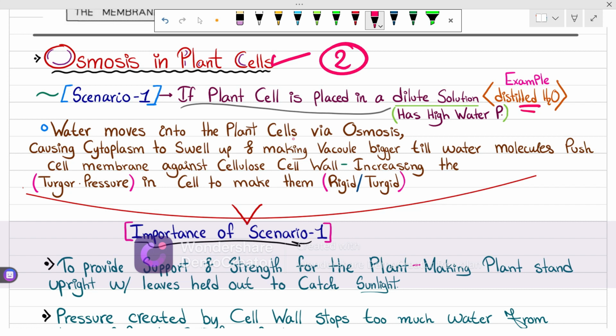So what's happening is you have a plant cell and you place it in distilled water, a dilute solution with high water potential. Now the solution you put it in has high water potential. If the solution has high water potential, it means the plant cell has low water potential. So water will move from high water potential in the solution to low water potential in the plant cell via osmosis. This movement of water into the cell will cause the cytoplasm of the plant cell to swell up and make the vacuole bigger. As the vacuole gets bigger, it will start pushing against the cell membrane. The cell membrane will push against the cellulose cell wall, and this will increase the pressure over all the cell, and it will make the cell rigid or turgid.